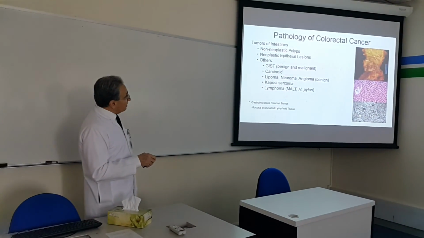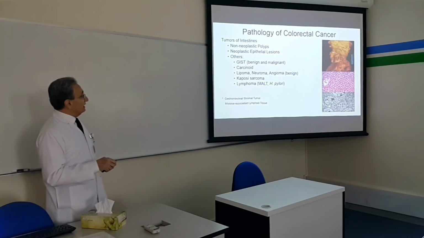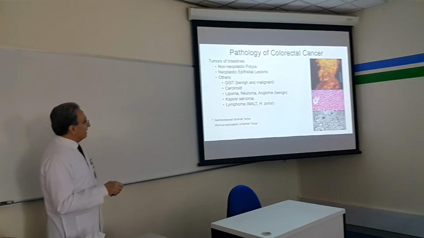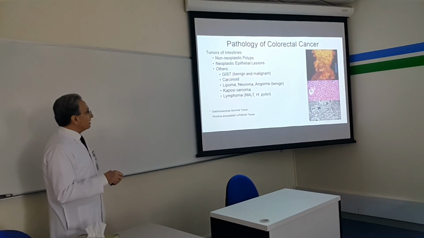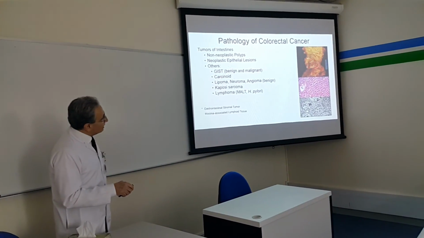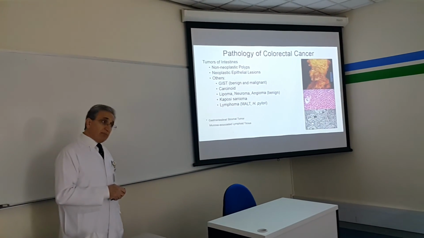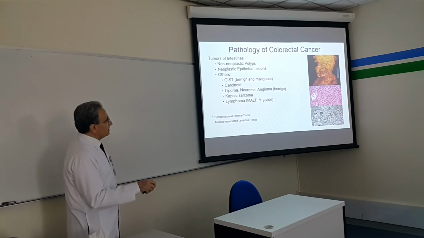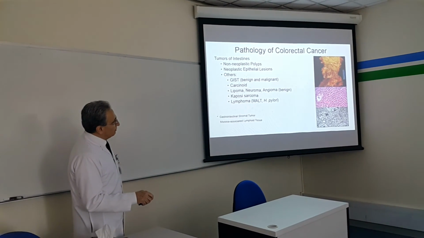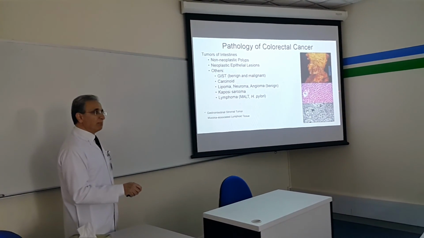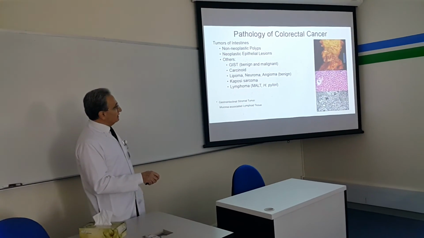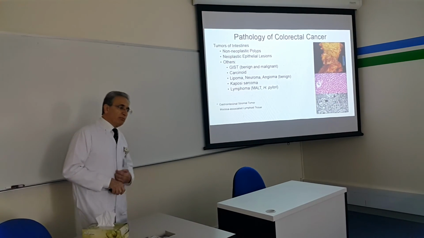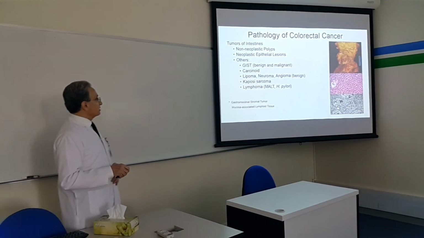Now we have discussed the non-neoplastic polyps and the neoplastic epithelial lesions, and there are others. Now, as I said, the gastrointestinal stromal tumors could be benign or malignant. Carcinoid, this is a picture of carcinoid, but usually not affecting the large bowel. It can be seen in the large bowel, but usually in the small bowel, like in this case here. And you can see monotonous proliferation of these cells with a salt and pepper appearance of the chromatin in nuclei, and in the cytoplasm you can see neurosecretory granules by electron microscopy, indicating this is a carcinoid.